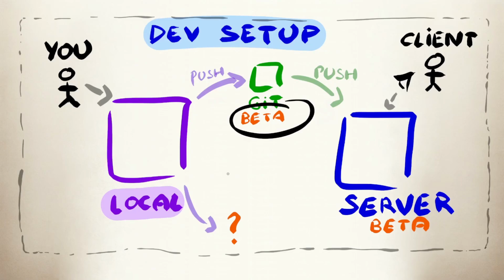This is a beta application. This is a local development environment. This is the server where your client are going to see the app. And this is the GitHub repository.